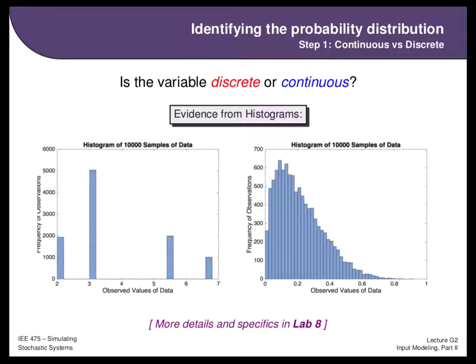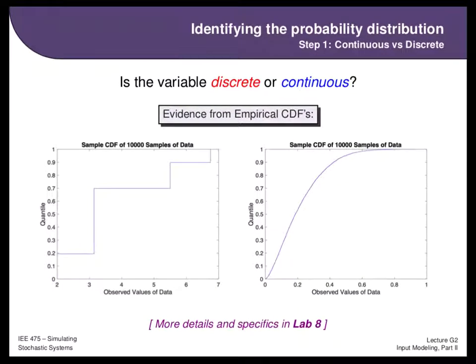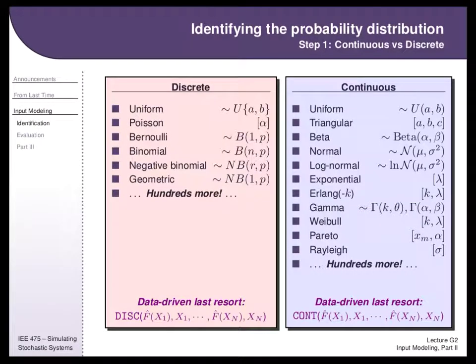We know that, and we'll go over this a lot more in Lab 8, because there's giant gaps between the outcomes. There's no gaps between the outcomes here, so it probably has a continuous range of outcomes. So continuous versus discrete. I can also look at the empirical CDFs, and if the empirical CDFs have giant steps, it's probably discrete, but if they're nice and smooth, it's probably continuous. So that immediately eliminates a huge number of possibilities once you've definitely honed in on this has got to be a discrete distribution. So, once you've got discrete, we've talked about a bunch of these already.